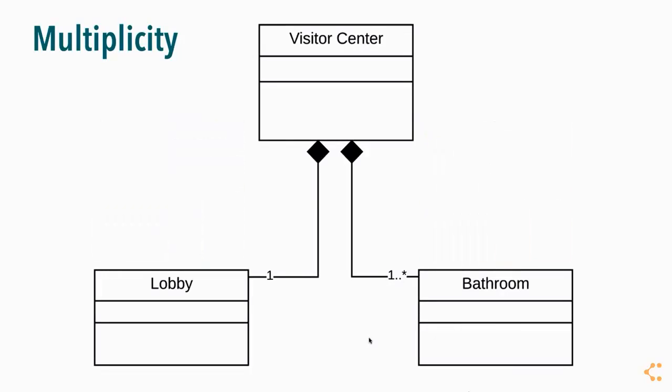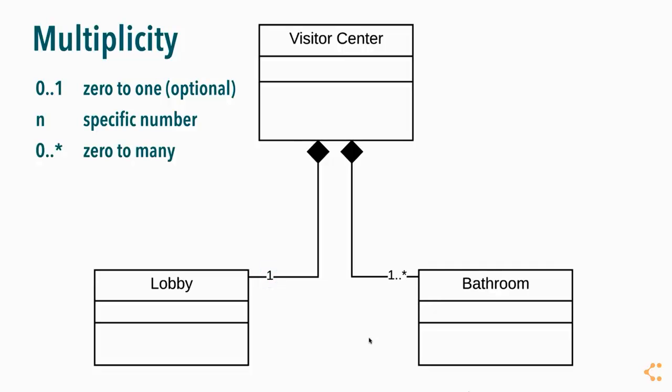Other types of multiplicity are 0 to 1, which is an optional relationship, n representing a specific amount, which in our example was 1, but it could be any other number depending on your use case, 0 to many, 1 to many, or a specific number range.